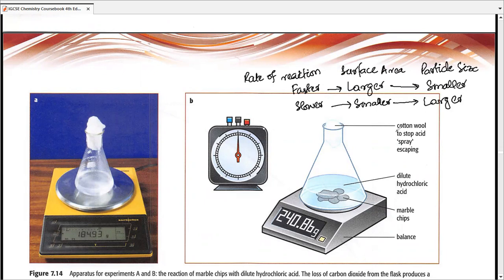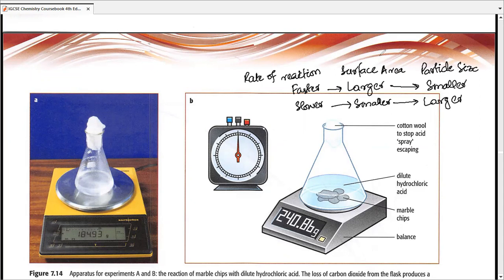The particle size and rate of reaction are inversely proportional to one another. If the value of one increases, the other one decreases, of course, and vice versa. But surface area and rate of reaction are directly proportional to one another. The larger the surface area, the faster the rate of reaction, and vice versa. So I hope this gives you a very good idea about it.